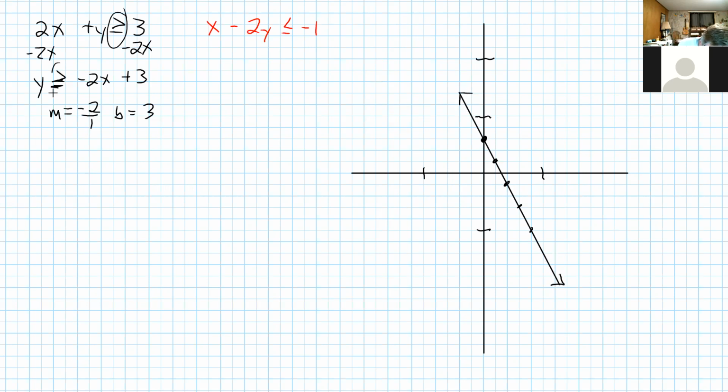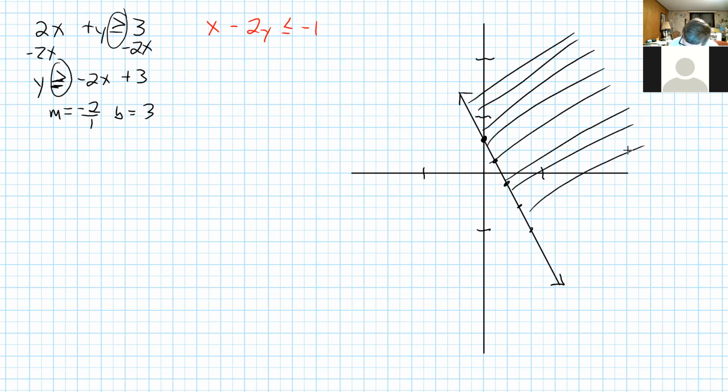And since it says y is greater than, we're talking above the graph. So there's the graph of the first inequality. Now I'm going to go back and take a look at the second inequality.